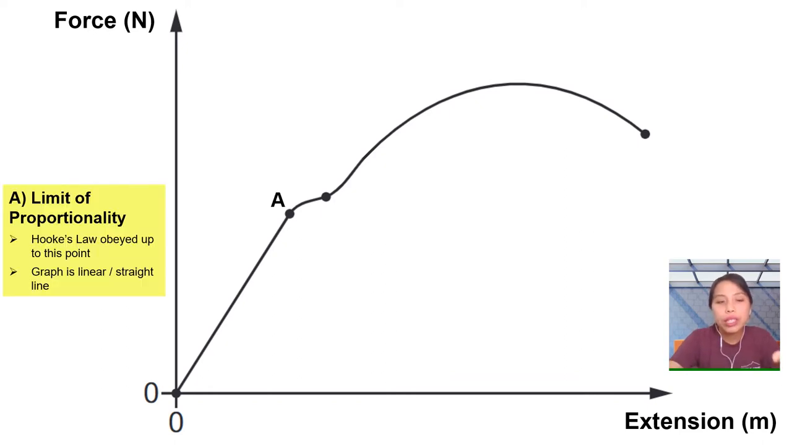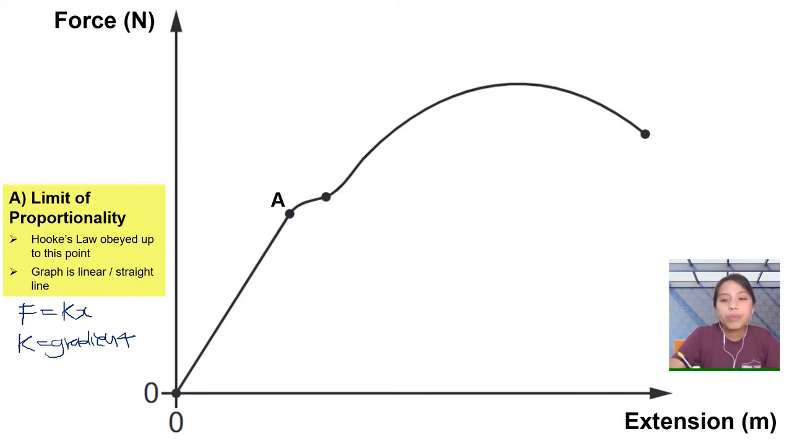The first thing you need to know is what we call the limit of proportionality. That's this point A right here, where Hooke's law is obeyed up to this point. Before point A, it's a straight line. After point A, all funny things happen. Up to here you can still use F equals kx, because it's proportional. You can find k, which is the gradient, only until point A. This one is called the limit of proportionality. Must remember this name for the different points on the curve.